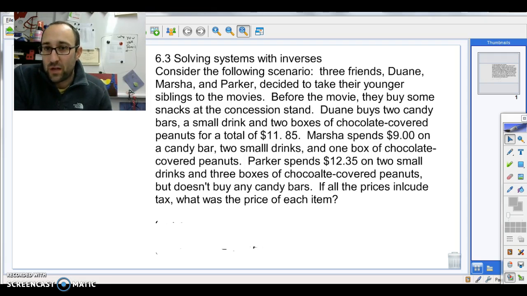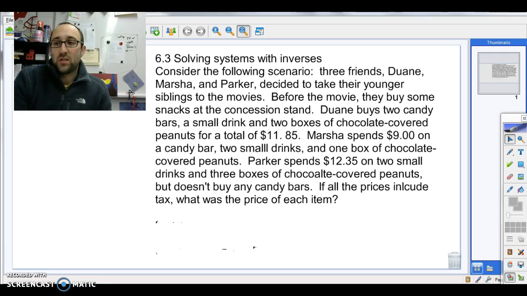Three friends, Dwayne, Marcia, and Parker, decide to take their younger siblings to the movies. Before the movie, they buy some snacks at the concession stand. Dwayne buys 2 candy bars, a small drink, and 2 boxes of chocolate-covered peanuts for a total of $11.85. Marcia spends $9 on a candy bar, 2 small drinks, and 1 box of chocolate-covered peanuts. Parker spends $12.35 on 2 small drinks, 3 boxes of chocolate-covered peanuts, but doesn't buy any candy bars. If all the prices include tax, what was the price of each item?